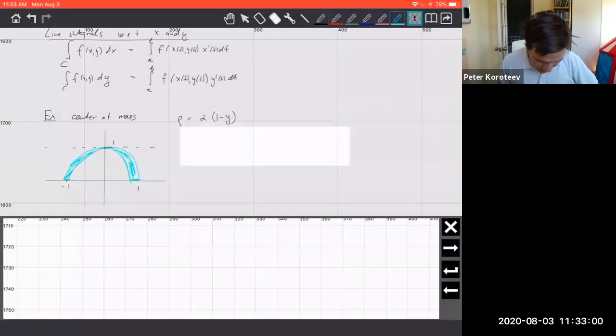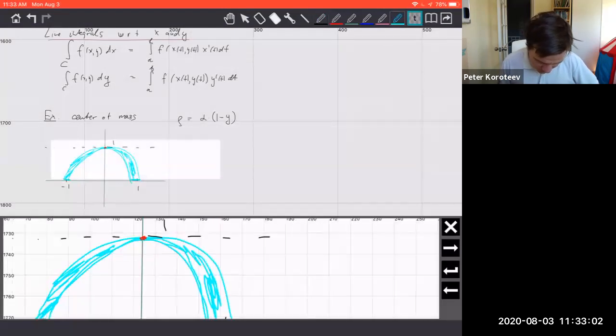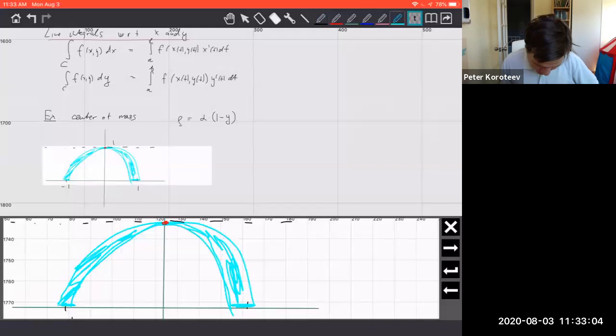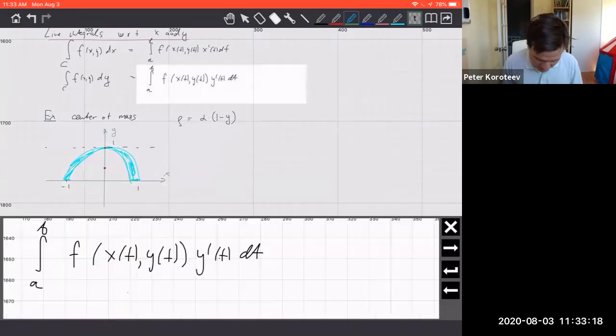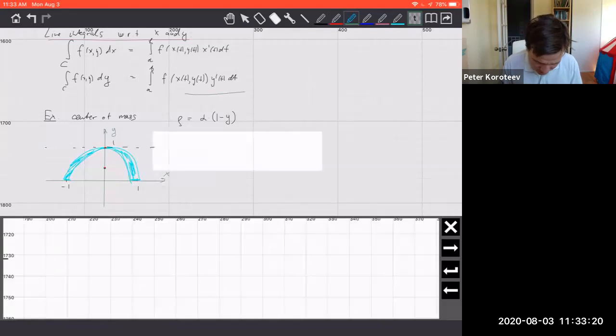So the question is to find the center of mass of this thing. From the symmetry considerations, it should be somewhere on the y-axis. So we'll only need to execute the integral over y. So I remind you the formula.